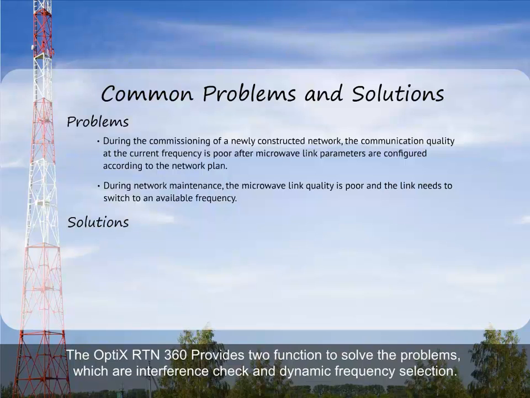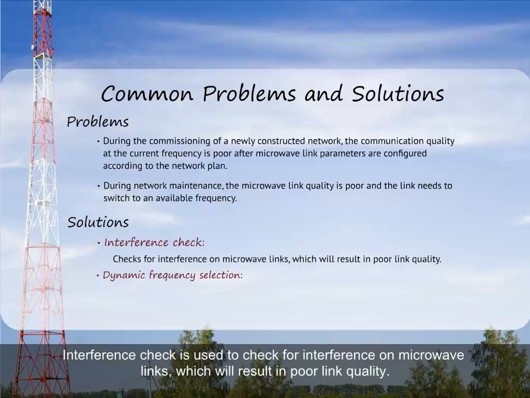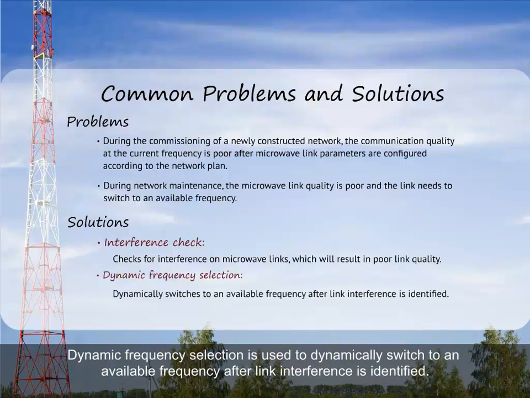The Optix RTN360 provides two functions to solve these problems, which are interference check and dynamic frequency selection. Interference check is used to check for interference on microwave links, which will result in poor link quality. Dynamic frequency selection is used to dynamically switch to an available frequency after link interference is identified.